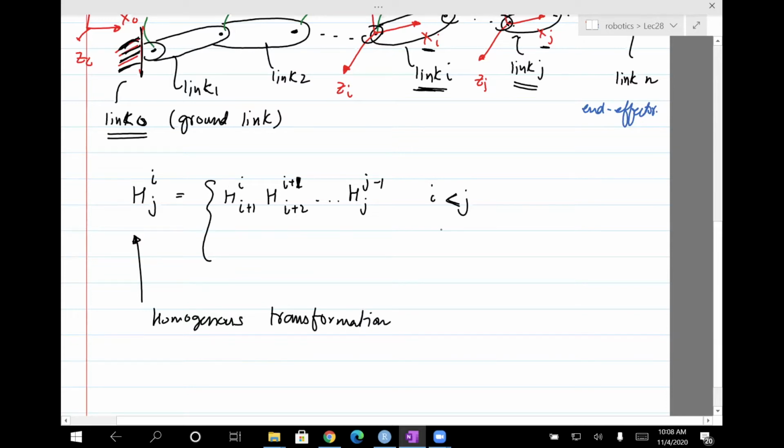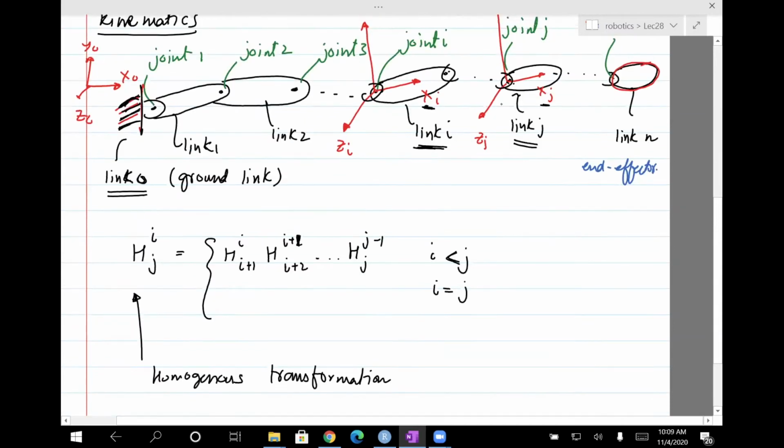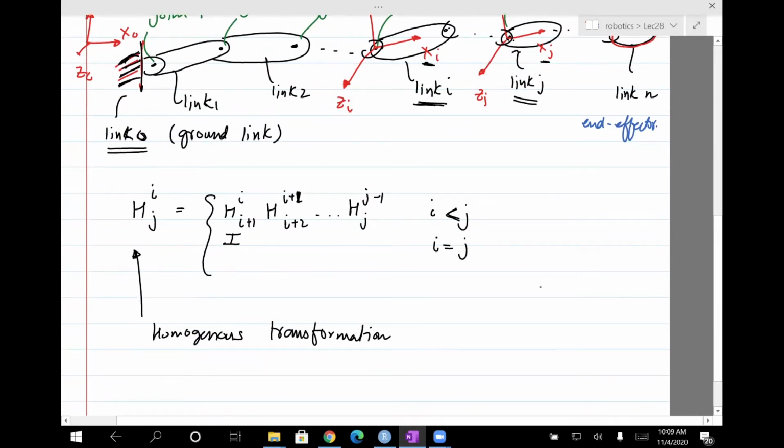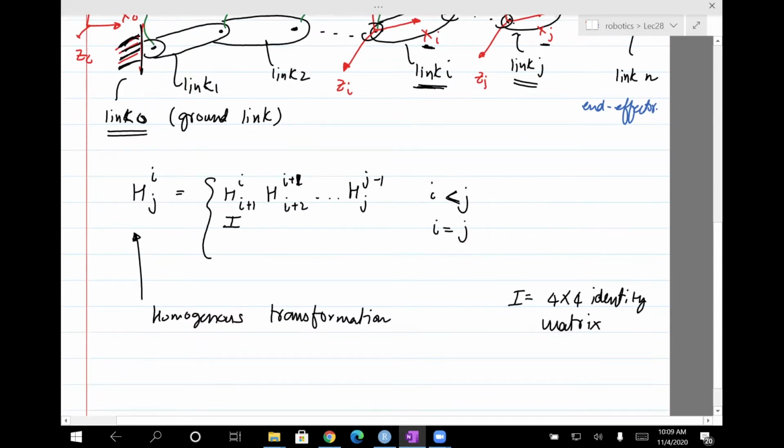Okay, so that's i less than j. If i equals j, where you're trying to find the homogeneous transformation of the link with respect to itself, then that's simply the 4 by 4 identity matrix, because the transformation is really unity. Link j with respect to itself is simply the same thing.